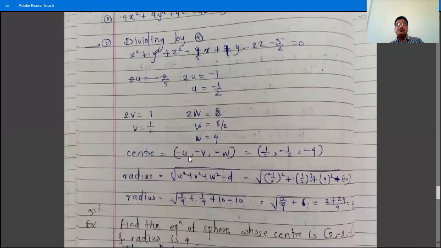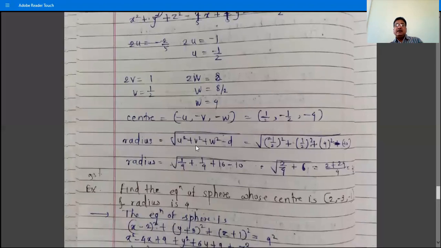And therefore the center of the sphere is what? Minus u, minus v, minus w. This is the formula. u is minus half, so minus u becomes plus half. Then v is plus 1/2, so minus v becomes minus 1/2. And w is minus 1. The correction is here: write 2w as minus 2, so w is minus 1. And so here, plus 1 is the third coordinate of the center, because minus w means plus 1. And the radius is what?